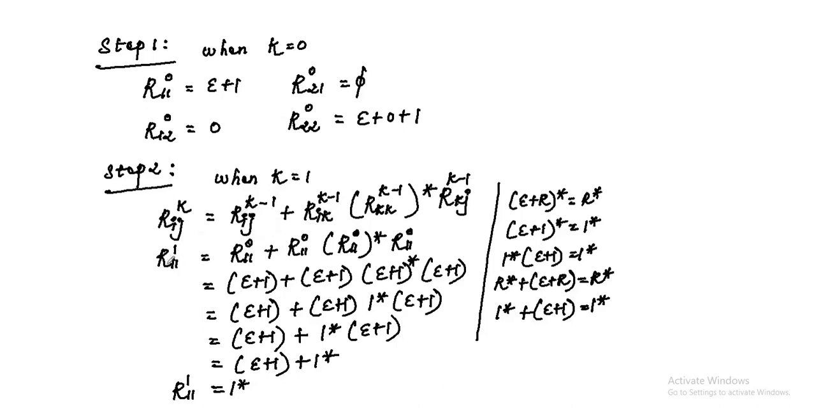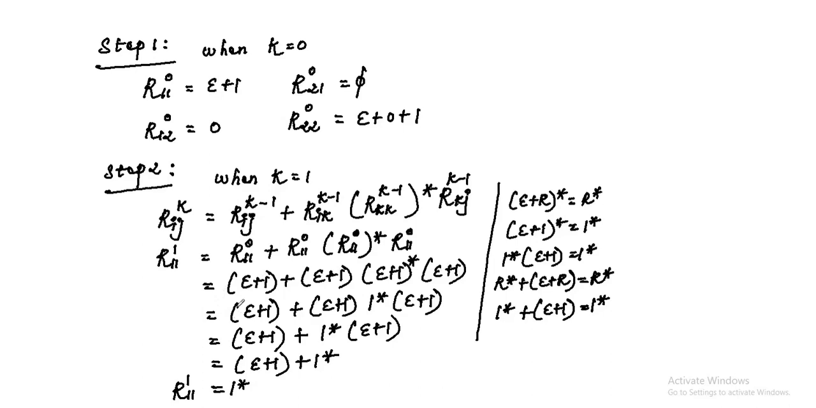The i value is 1, k value is 1. So R11 raised to the power 0, into Rkk, which is R11 raised to the power 0 whole star. Next Rkj, with k value 1 and j value 1, raised to the power 0. We already found in the first step that R11 raised to the power 0 is epsilon plus 1. Here you write epsilon plus 1, plus epsilon plus 1, R11 raised to the power 0 whole star, epsilon plus 1.